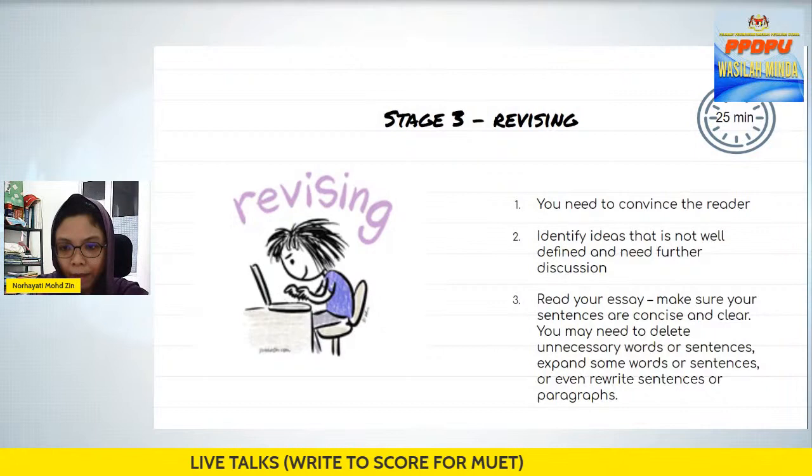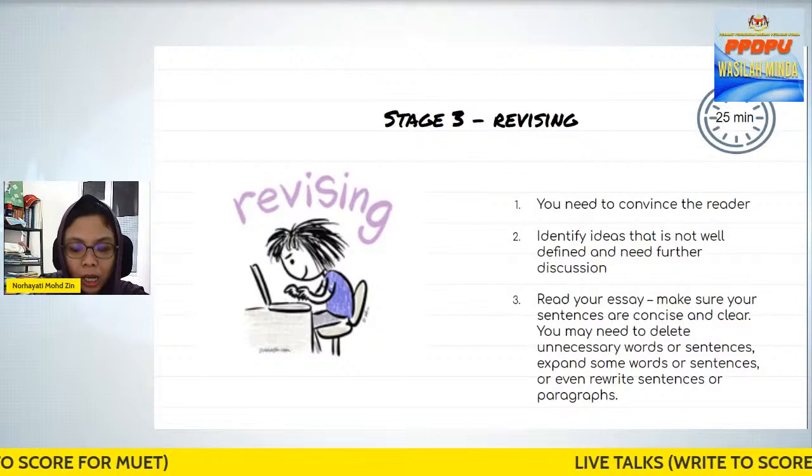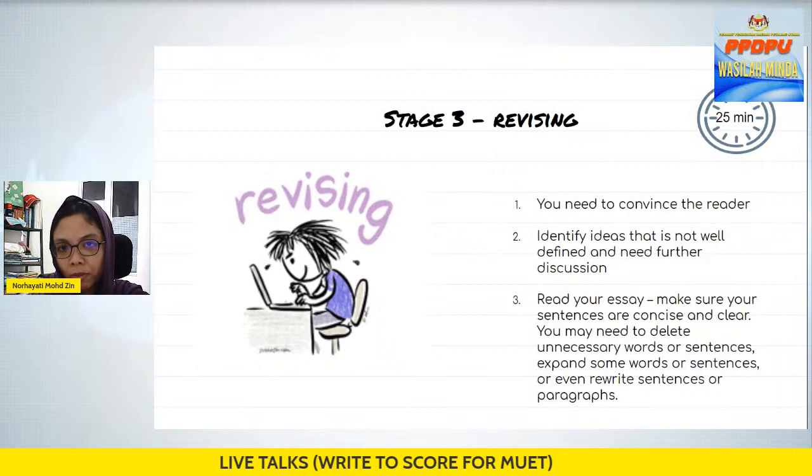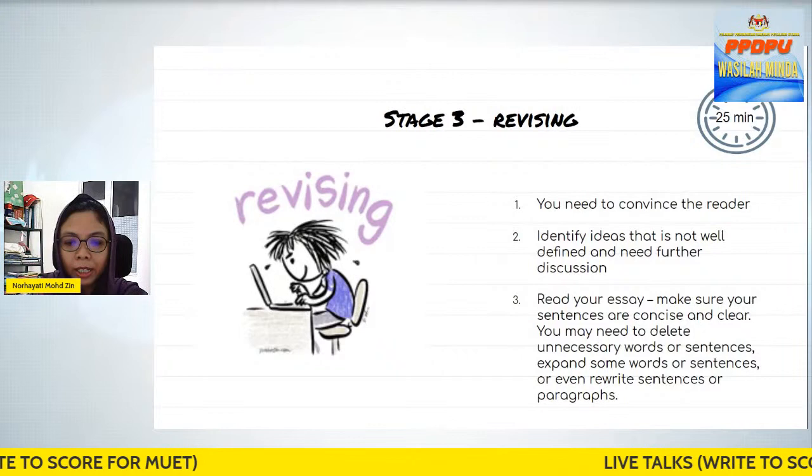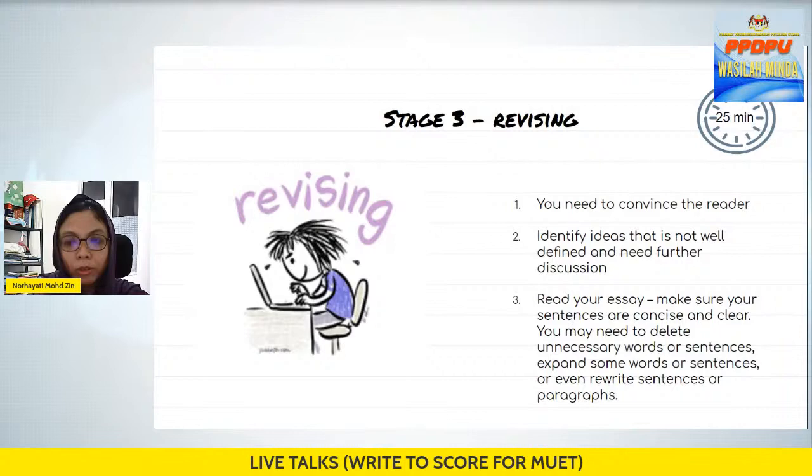So you can expand some sentences. You can add in some ideas. And sometimes this is where you even have to rewrite the whole paragraph. Maybe when you reread you realize, you know what, this idea is contradicting my stand. Okay, so it is important for you to spend 20 to 25 minutes here.